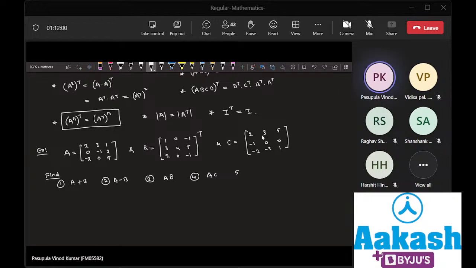Next, fifth one onwards: what is A transpose here? What is B transpose? And what is C transpose? Right? Eighth one, this is A plus B whole transpose. Next, ninth one, this is A minus B whole transpose. Right?